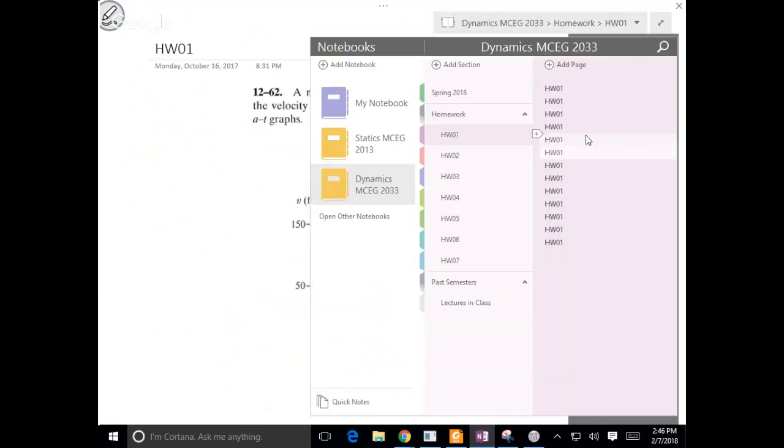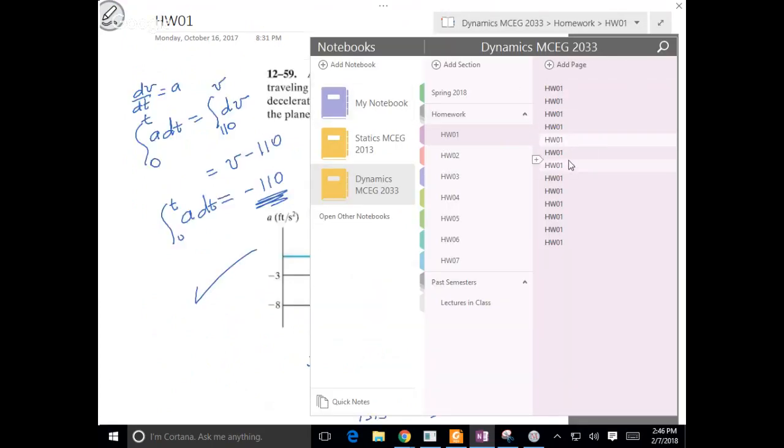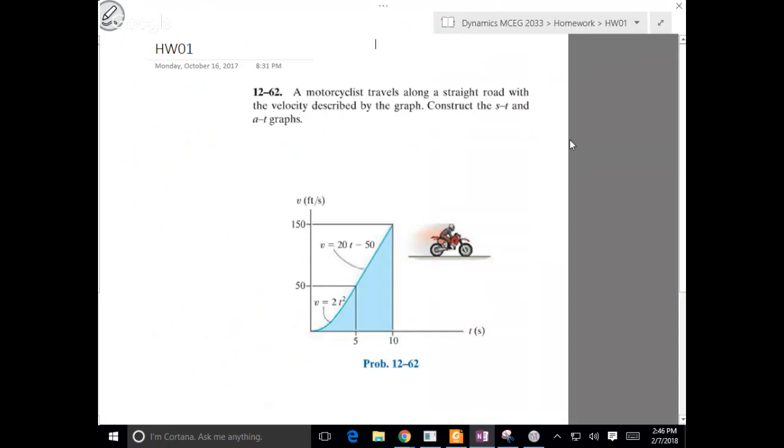Okay. Did we do the last one? We did that one. Let's do this one real quick. The motorcyclist travels along a straight road with a velocity diagram like that. And then he just wants you to construct this stuff. Okay, so parabolic here gives you a straight line there. So V dot, which is acceleration, really shouldn't be anything more than 4t. So it should go like this.